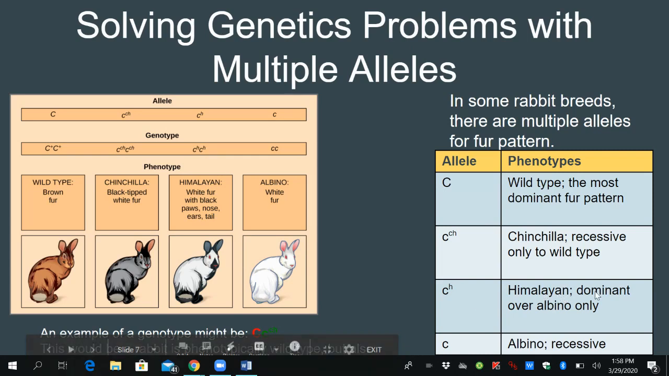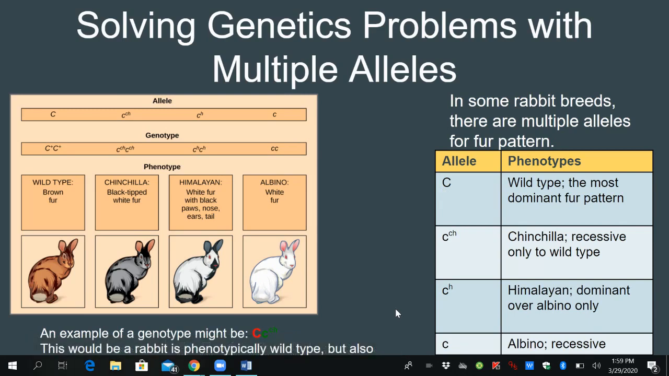The next type is the Himalayan, which is dominant only to the albino. So it will get covered by chinchilla and by wild type, but the Himalayan is dominant to albino, so it will cover up albino. The last is albino, which is recessive to everything. So the only way to end up with albino fur is this little c genotype, because it's recessive to everything else.